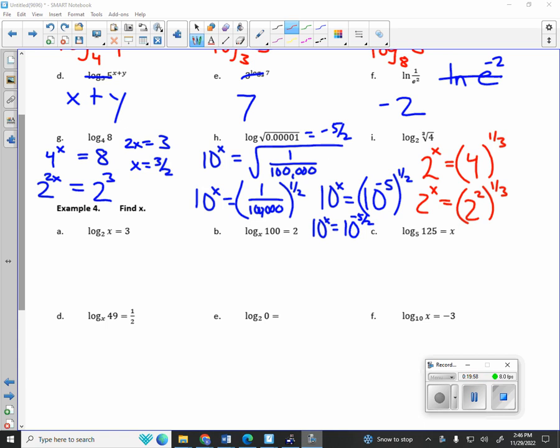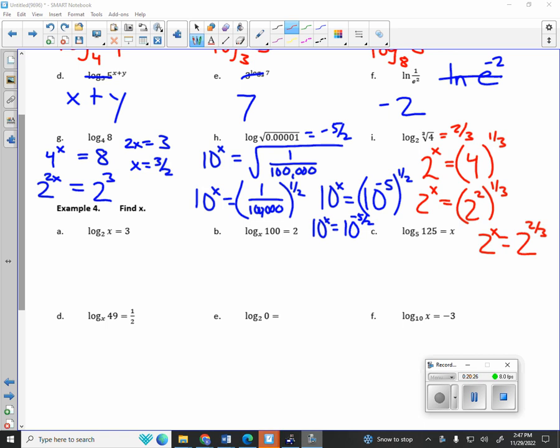4 is the same as what? 2 squared. So 2 to the x power is 2 squared to the 1/3. I can multiply those, and I get 2 to the x is equal to 2 to the 2/3. So we want to solve for x. What would x be? 2/3. You got it? Good. Yes.